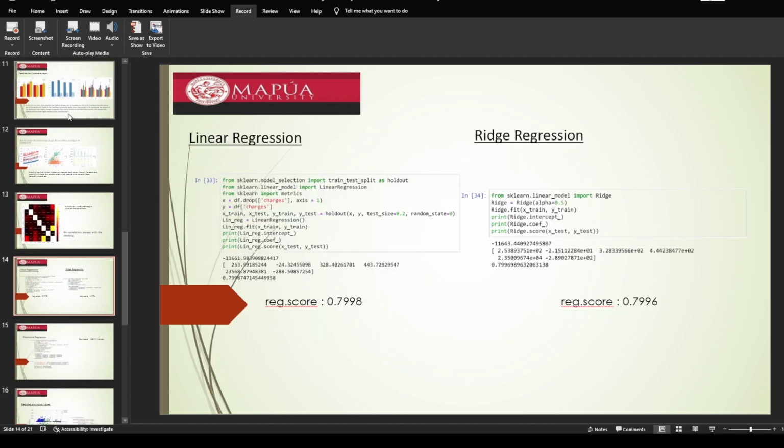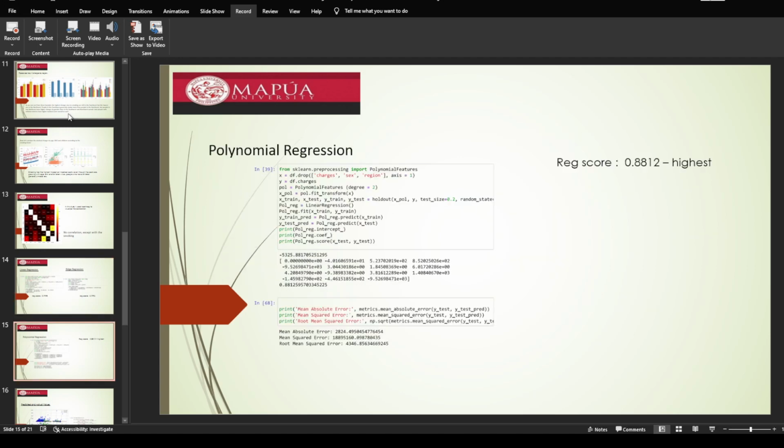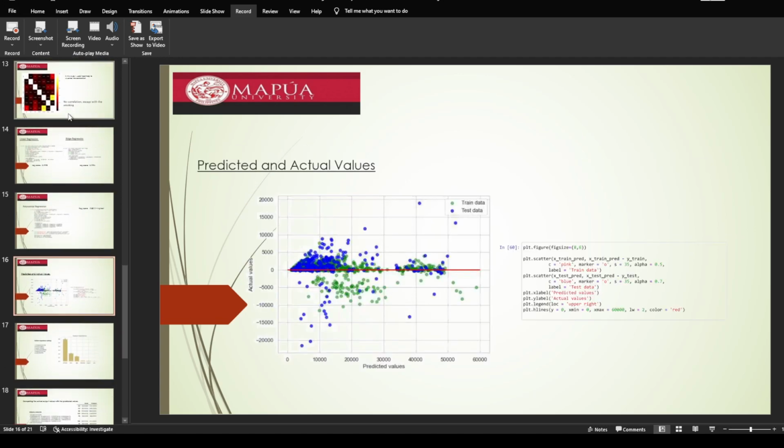I used 3 different regression analyses. First is linear regression, which gives me a regression score of 0.7998. Next is ridge regression, which gives me a regression score of 0.7996. And the third is polynomial regression, which gives me the highest regression score, which is 0.8812. On this slide, I'm showing you the predicted and actual values.